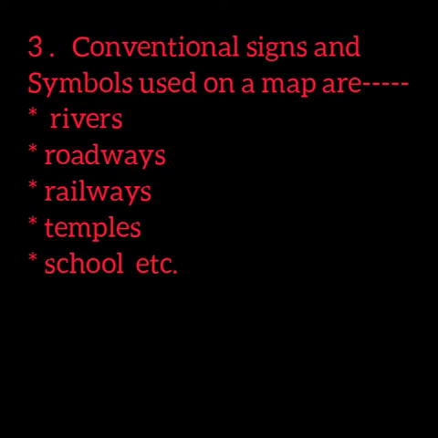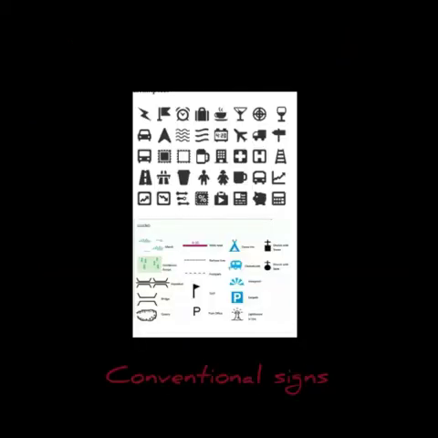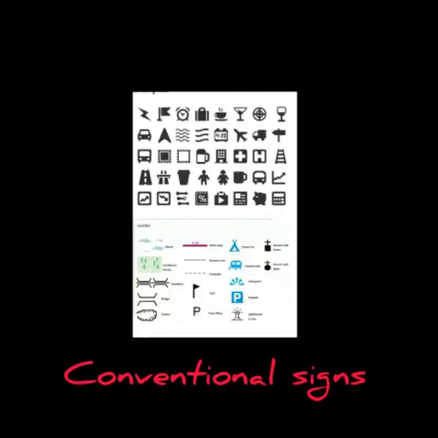And the fourth point is, it is also difficult to carry globes around. The next question, the third question, is what are conventional signs and symbols used on a map? So the answer is, conventional signs and symbols used on a map are for rivers, roadways, railways, temples, schools, etc. For these places we use conventional signs and symbols.